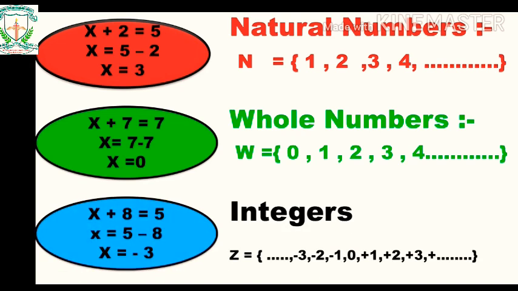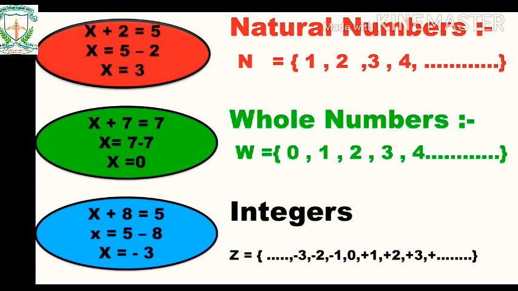To explain integers, we'll take one more equation, x plus 8 is equal to 5. Here also we have to find the value of x. If you take 8 to the RHS, it becomes negative, that is minus 8. 5 minus 8, so the value of x is equal to minus 3. Students, observe carefully, the value of x is equal to minus 3. Here you are getting a negative value.